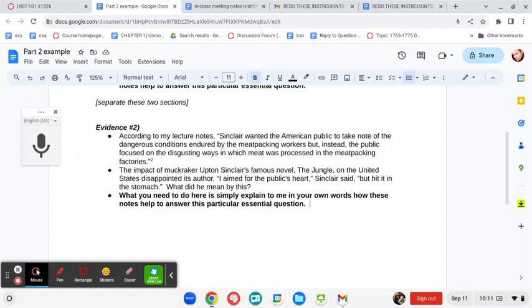The whole idea here is to try to prepare you for the exam. The essential questions that you read on, that we discuss each week, these are the questions that will be on the exam. So that's the point here. I want you to explain why these notes help to answer this particular question, whichever question it is that you're working on, because you're going to have to use your lecture notes in the exam. And which lecture notes do you want to use? You want to use those lecture notes that help you to answer whichever essential question that you get on the exam.